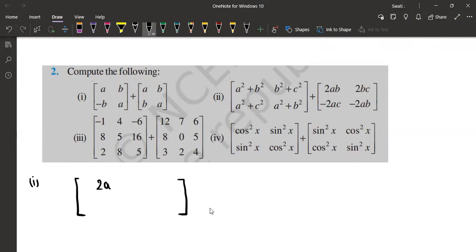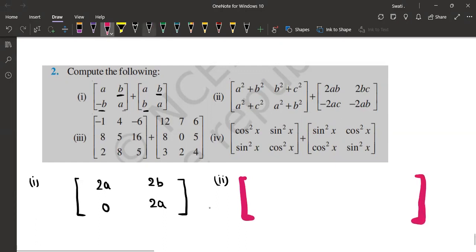So A plus A is 2A. Next is B plus B, that is 2B. Next is minus B plus B. We know that minus B plus B will be 0 only. And next is A plus A, that is 2A. So this is the answer for the first one. Isn't it so simple? We got this answer in just 30 seconds. Now let's simplify the next one.